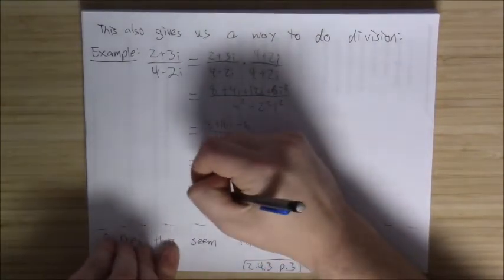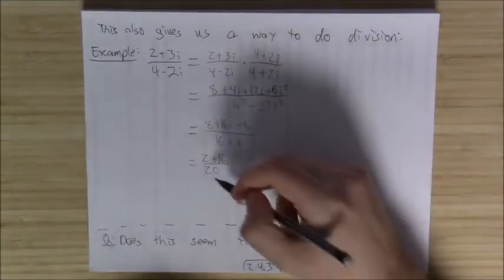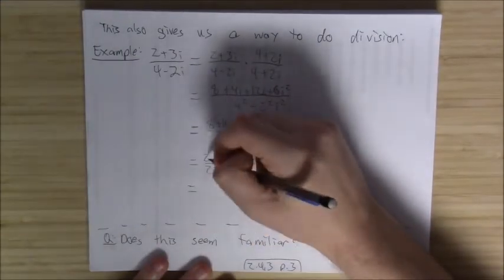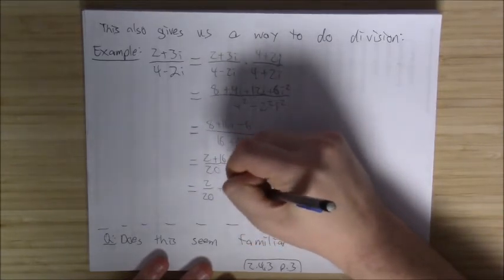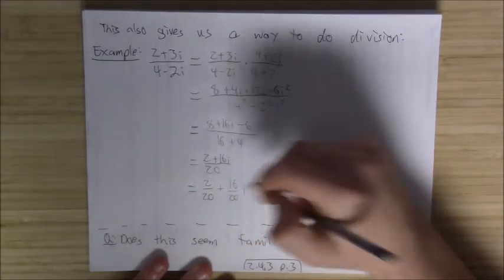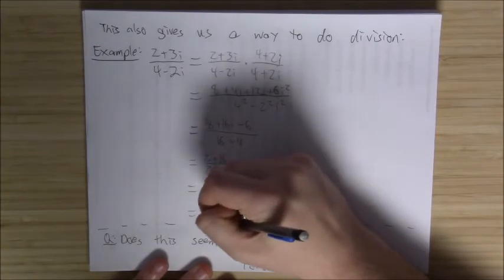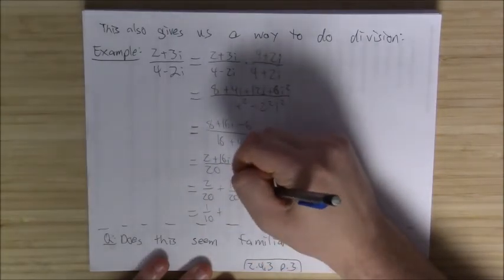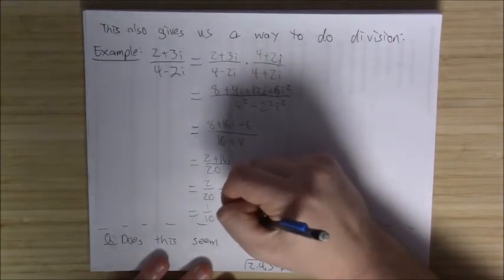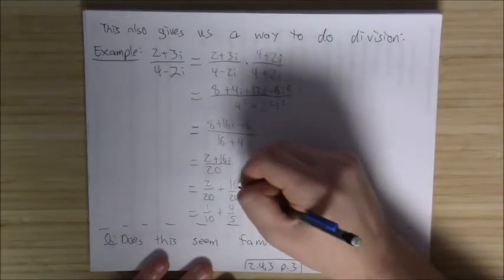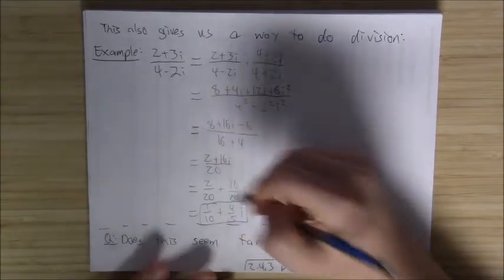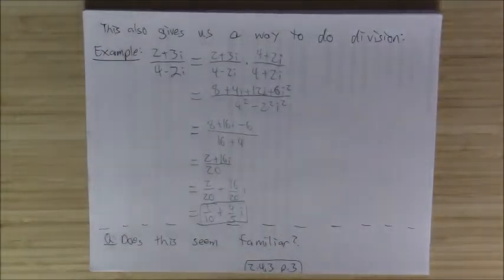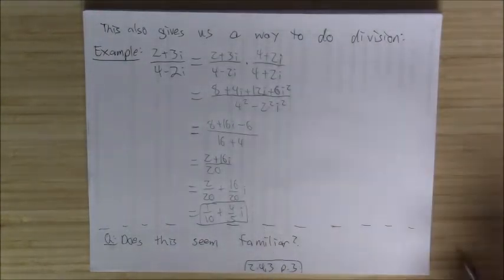But then we could break this up now. Since there's only one thing in the denominator, we can break this up. Get 2 over 20 plus 16 over 20i. That gives us 1/10 plus, reducing this down, 4/5 i. And there we magically were able to divide the numbers.